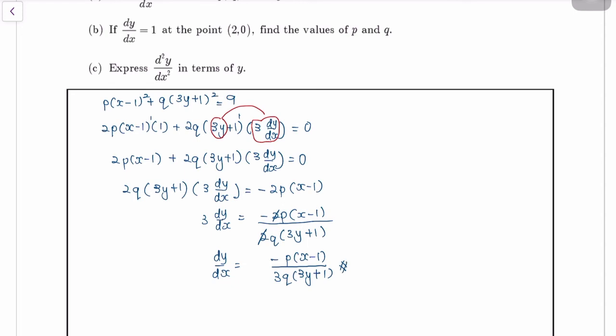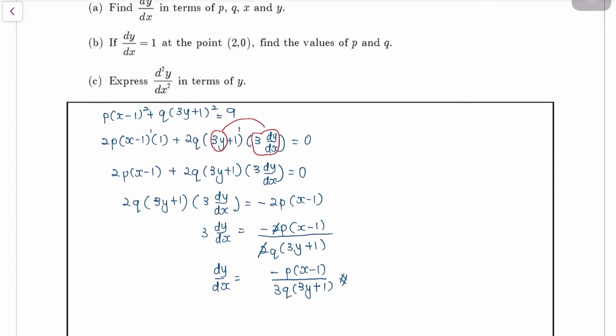Then, if dy over dx equals to 1 at point 2, 0, find the values of P and Q. So, dia dah beritahu dekat sini dy over dx at point 2, 0.